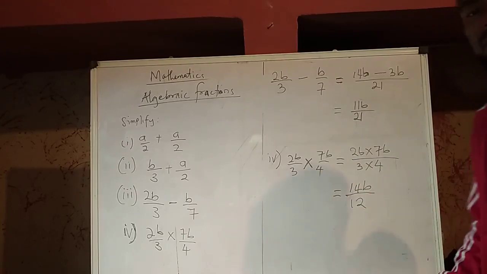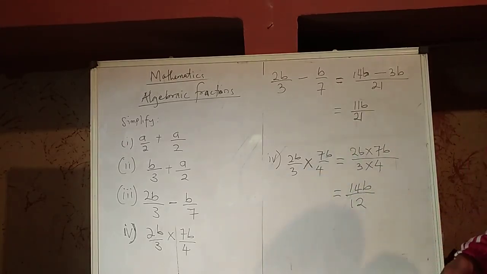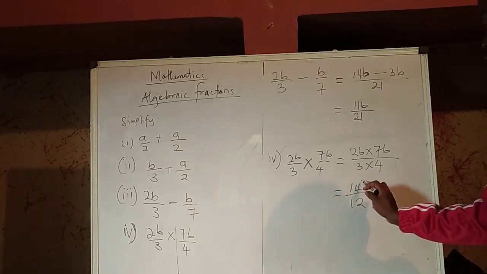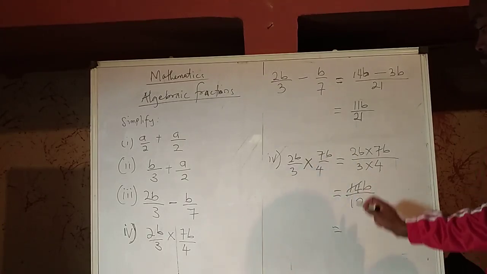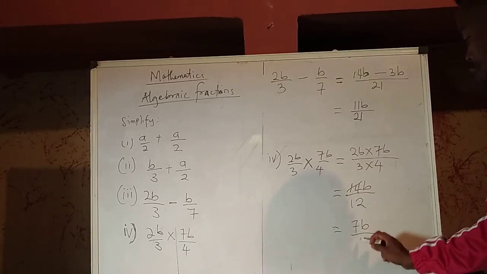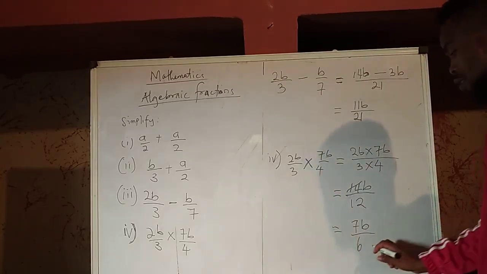So 2b times 7b is 14b, divided by 3 times 4, which is 12. But you see, this problem the way it is can be reduced to the lowest term. If we divide 14 by 2, we get 7b, and divide 12 by 2, we get 6. So that's what we will have as our answer.